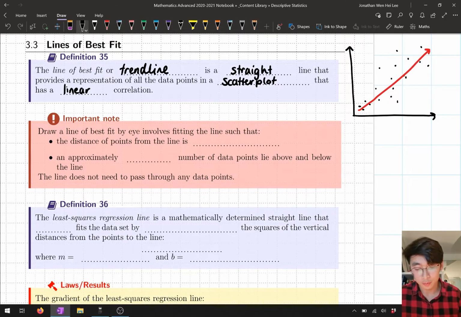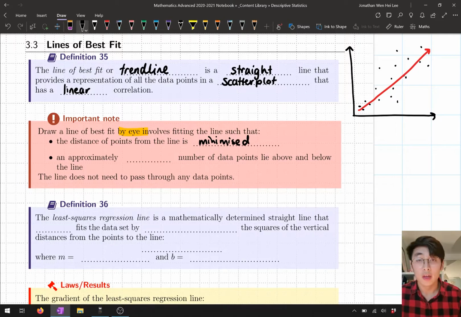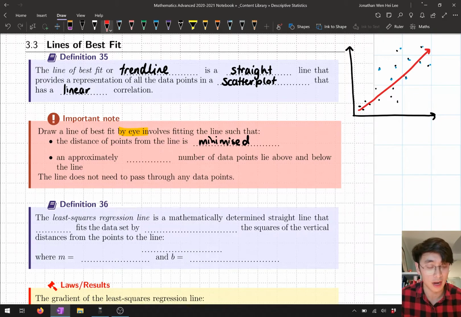Now I've got a few important notes underneath. Draw a line of best fit by eye. This involves fitting a line such that the distance of the points from the line is minimized. So we want to ensure that we create a line where the distance between each of these separate data points and our line is minimized. We don't want to create a straight line which is so far away from one of our data points that it doesn't accurately represent it.